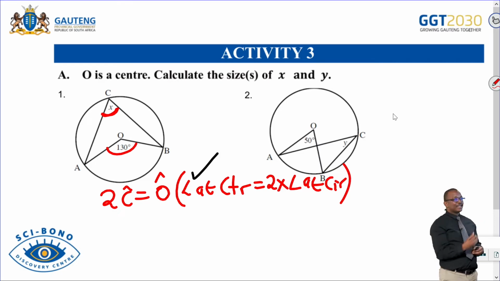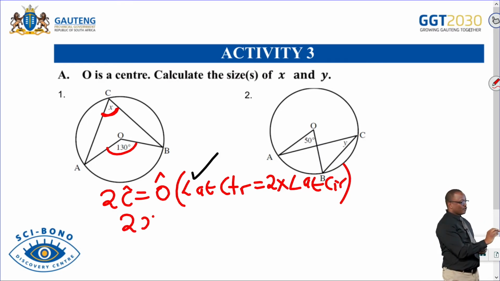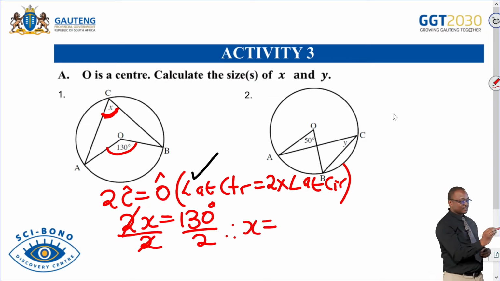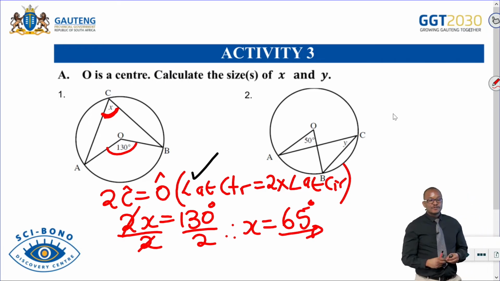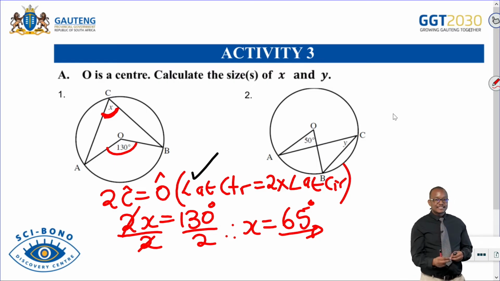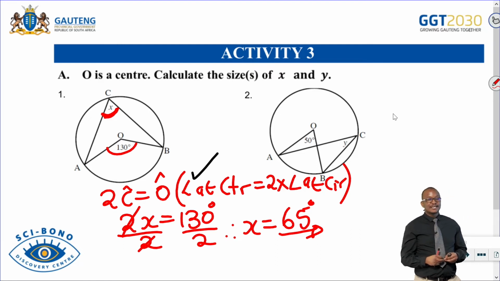Then now, how do we get x? We're going to have 2 of x. Now we are substituting: the angle there at C is x, and it's equal to 130. Then the minute you divide both sides by 2, 2 will cancel 2. Therefore, x is going to be 65. Correct. So that's how you calculate the angle of x. Remember, it's basic: angle at center is twice the angle at the circumference.